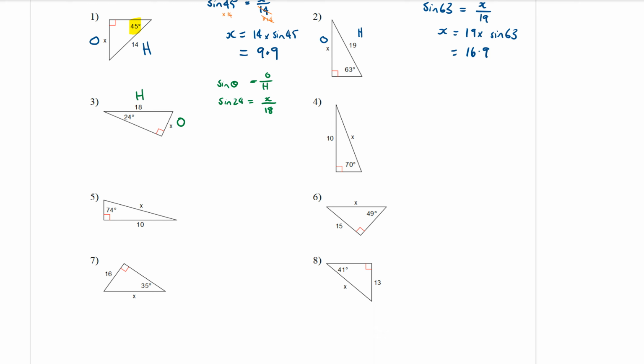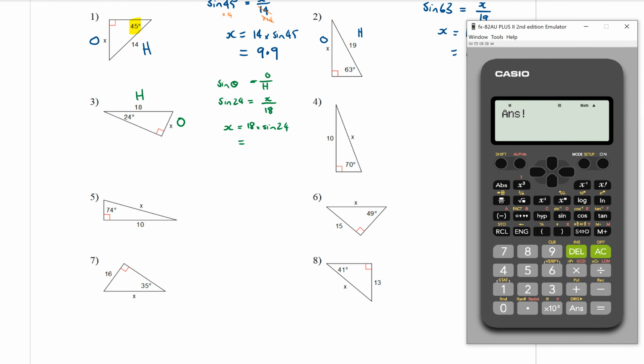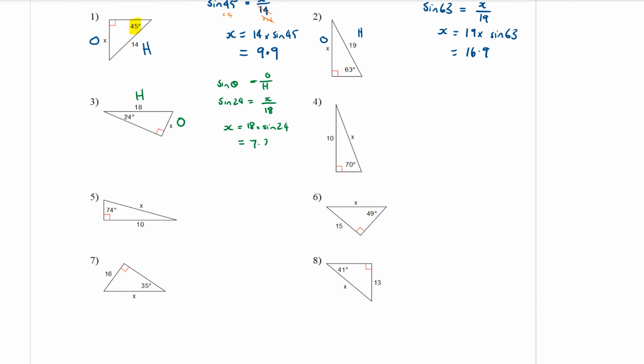Third step is to times the 18 across. So 18 times sine 24, and type that into the calculator. So 7.3. Okay, question 4, do it again.